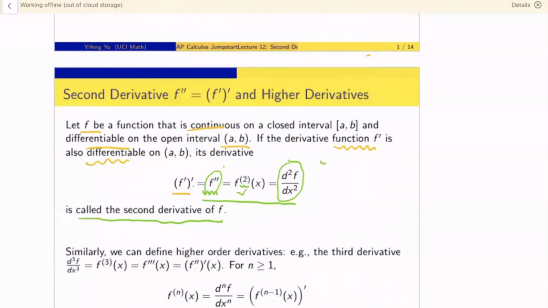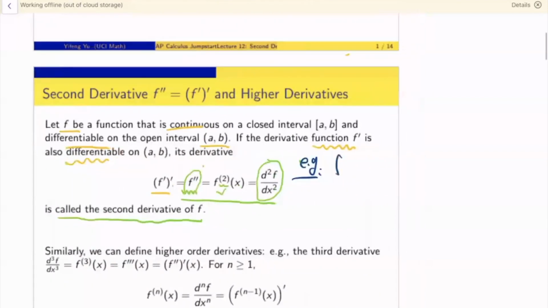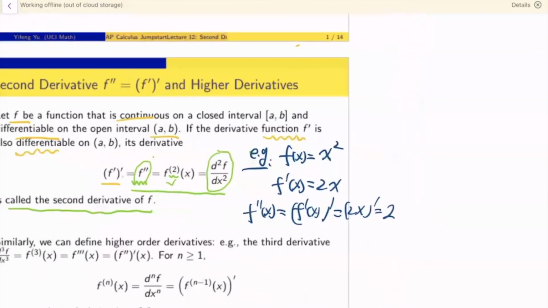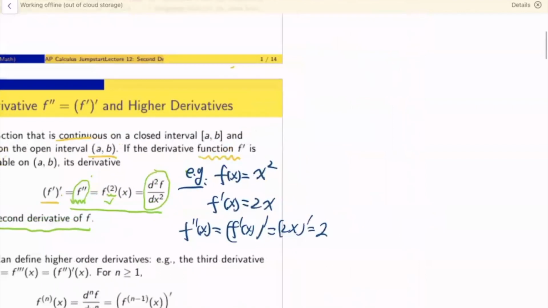Let's look at some simple cases. If I have f(x) = x squared, then if I take a derivative, I get 2x. Now, if I take the derivative again, the second derivative is the derivative of 2x, which is 2. So the second derivative of x squared is just 2.